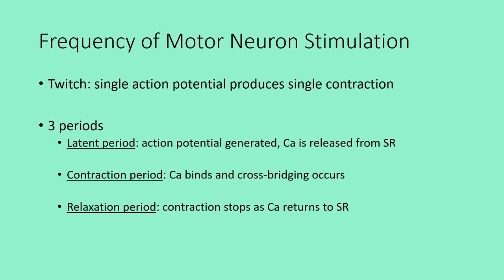In terms of the frequency of the stimulation of the motor neuron, a twitch is where you have just a single action potential that produces a single contraction. When you look at this, you can graph it out, and there are 3 different sections that we call periods. There's a latent period. That's when the action potential is generated and you have calcium being released from the SR. That is followed by the contraction period, which is when the calcium binds and you get that cross-bridging occurring. And then the relaxation period, where the contraction stops and the calcium is being returned back to the SR.